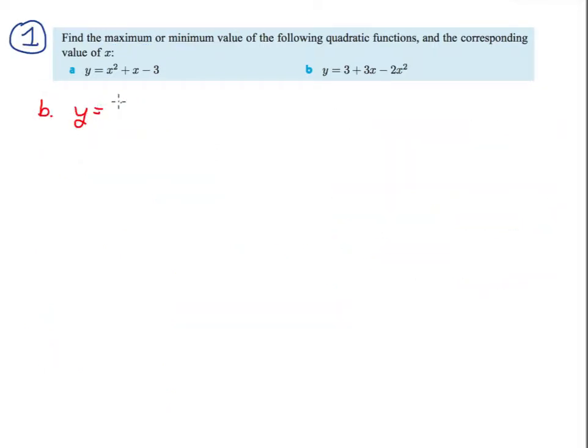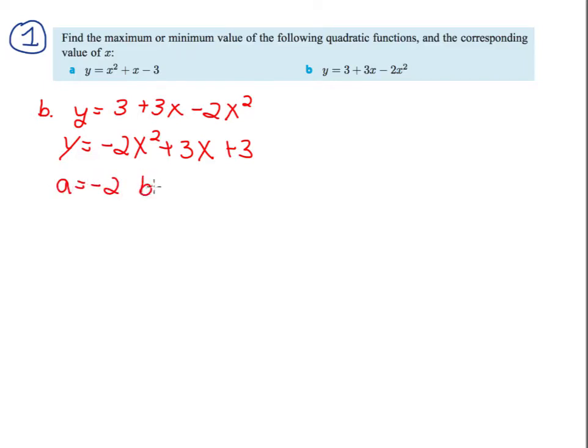Example B, y is equal to 3 plus 3x minus 2x squared. So I'm going to rewrite this in standard form. Identify my a is equal to negative 2, my b is equal to 3, and my c is equal to 3. Since a is negative 2 and a is less than 0, my graph is concave down. Therefore, I will be finding a maximum value.